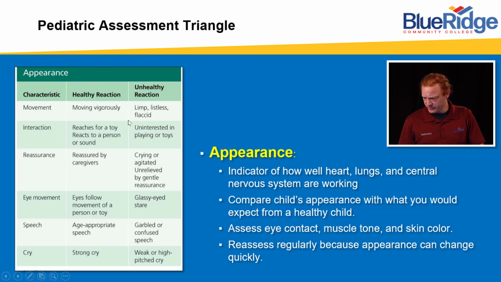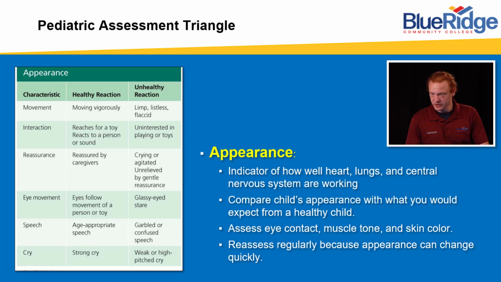So here on the left side of your screen are some examples for your characteristics in appearance. If they're moving, a healthy reaction is moving vigorously. Unhealthy reaction: limp, listless, flaccid. And then you have interaction, reassurance, eye movement, speech, and cry.